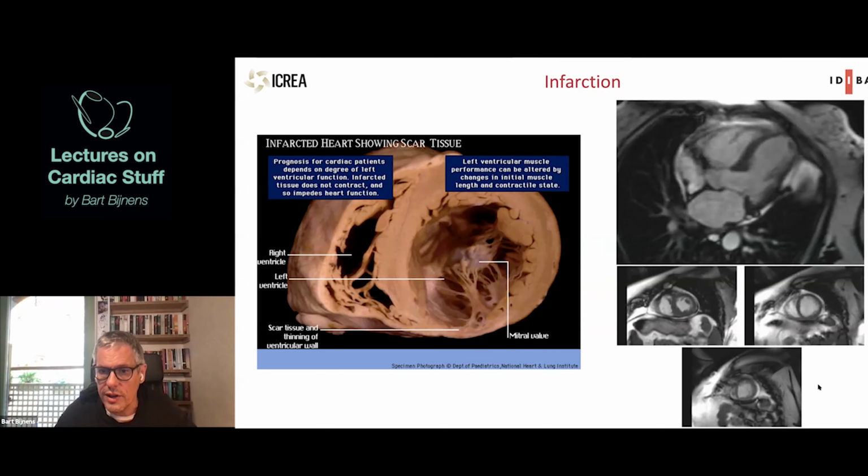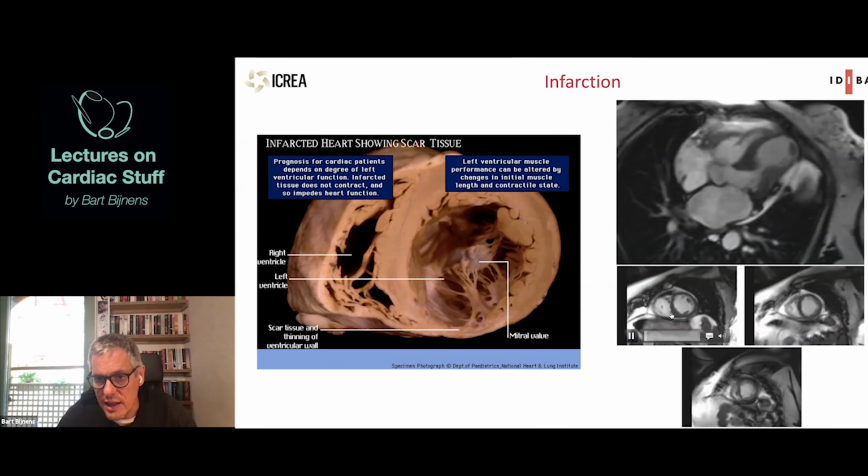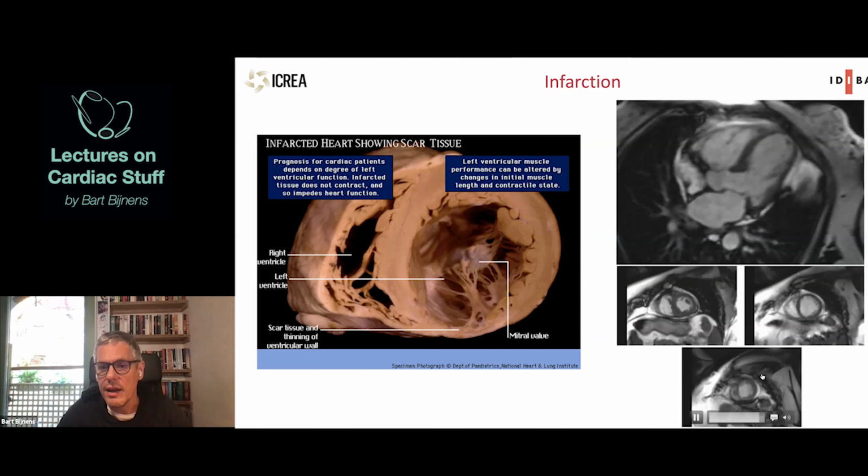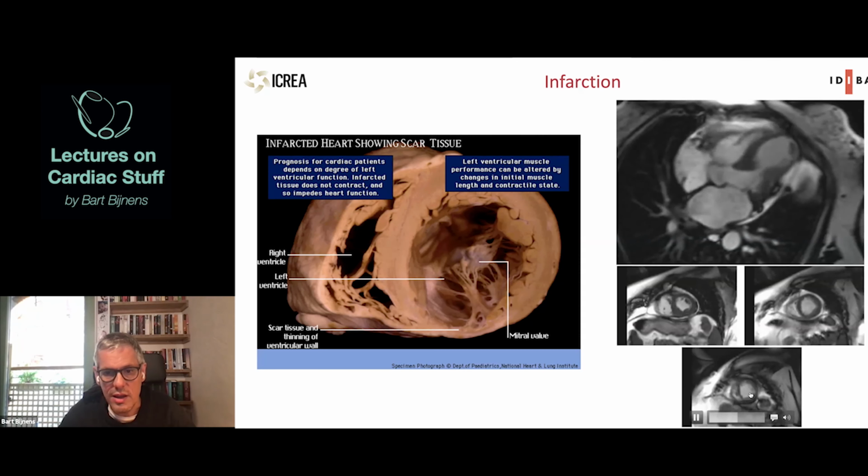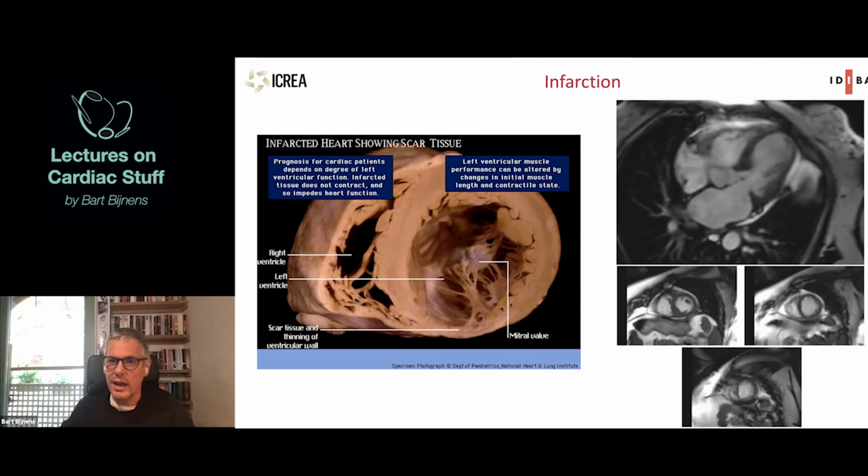Here you see short axis views where you nicely see that in the base part there's quite some thickening and the circumference is changing. So this is more or less normal, probably even hypercontraction. Here in the apical part, there's no change whatsoever. The circumference is not changing. There is no thickening. The wall is thin and it's only wiggling within the heart. So this is a kind of full infarct.